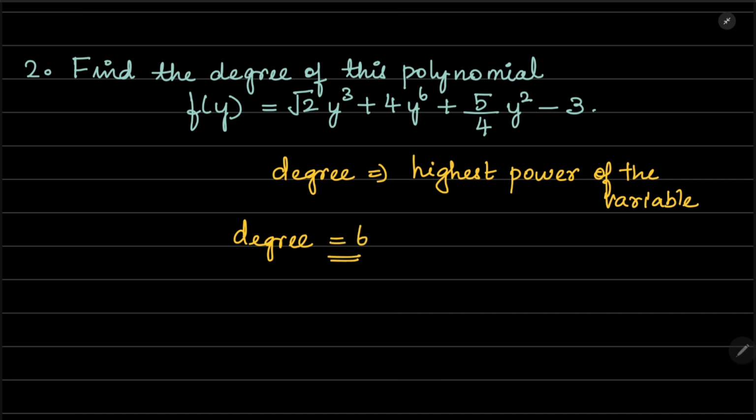Okay, so whenever you are asked to find the degree, just check which of the powers of the variable is the highest. Whatever is the highest or maximum value, that is the degree of the polynomial. Okay.